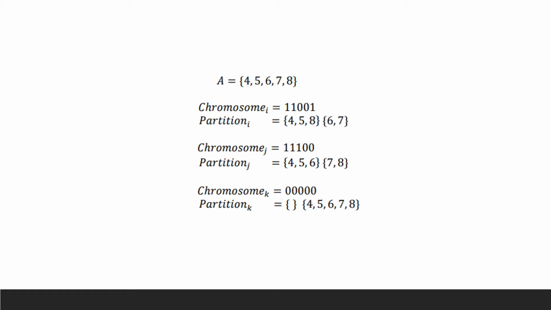This picture shows what this process looks like. Here you can see 3 chromosomes and their corresponding partitions for the binary string encoding of set A. As you can see, if the corresponding number to the chromosome is in the left subset, it's a 1, and if it has a 0, it's in the right.